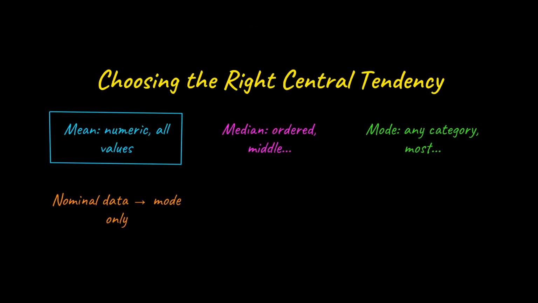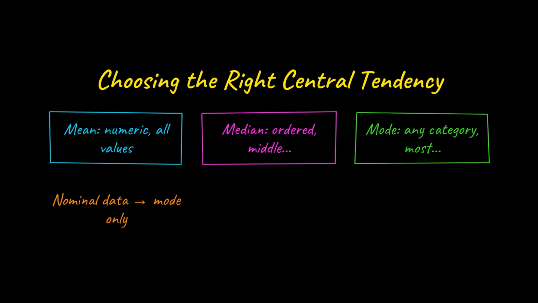When choosing among the three measures, match the statistic to the data type. The mean needs numeric data and is sensitive to every value. The median needs ordered data. The mode needs only countable categories. For nominal data, the mode is the only sensible choice, and it often delivers the most actionable insight about utilization patterns or common categories.